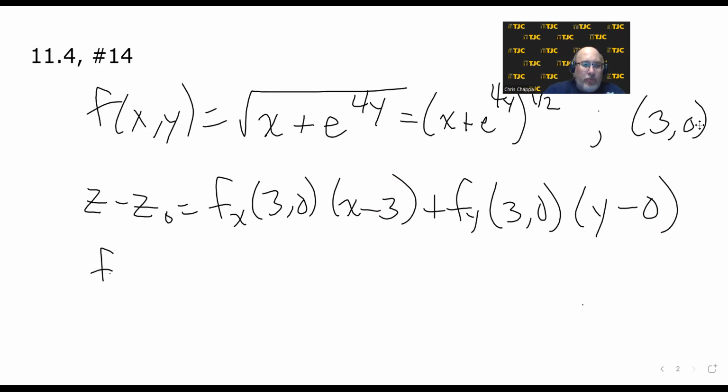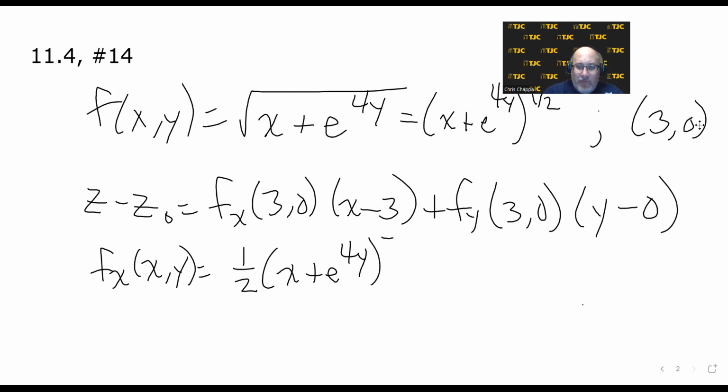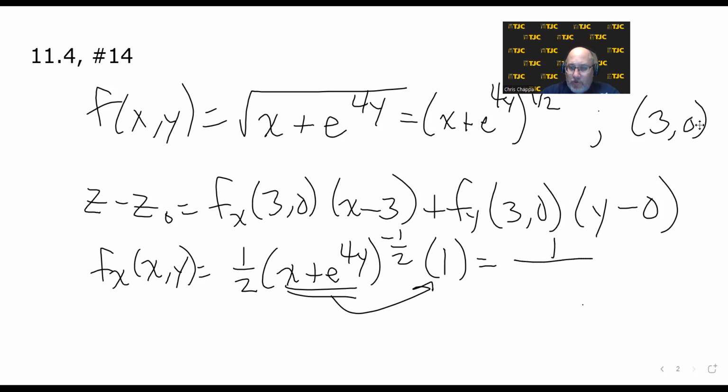All right, partial derivative with respect to x of our function is going to be 1/2 times x plus e to the 4y to the negative 1/2 power, and then we have to invoke the chain rule on the inside, and we're doing partials with respect to x. The derivative of the inside with respect to x partially is just 1, because the derivative of x is 1, and e to the 4y is independent of x, so its derivative partially with respect to x is 0. Well, this is pretty easy. Now we can just write it as 1 over 2 square root of x plus e to the 4y.